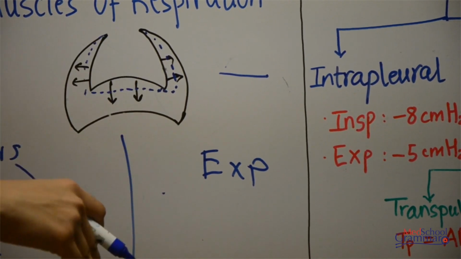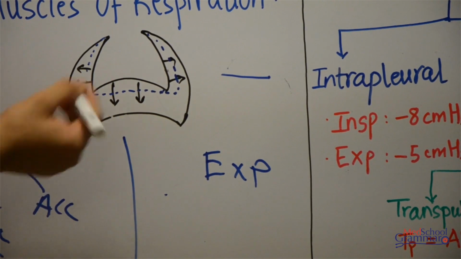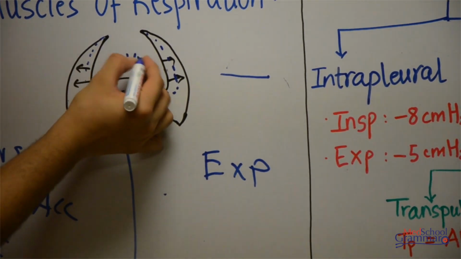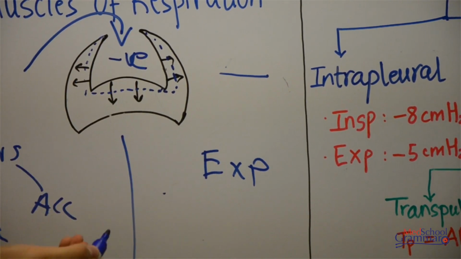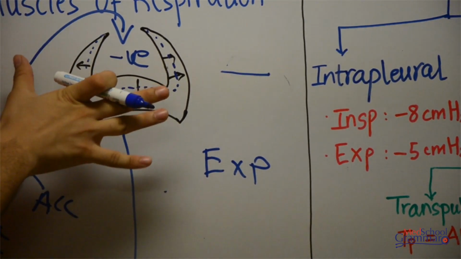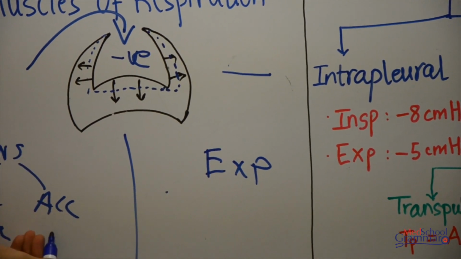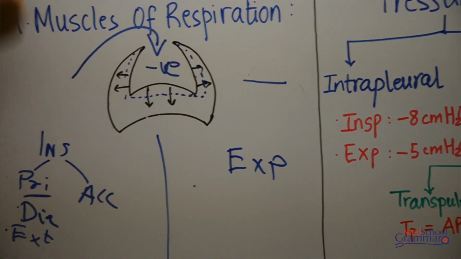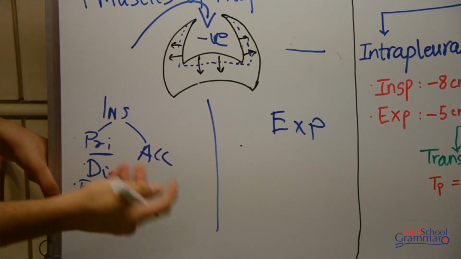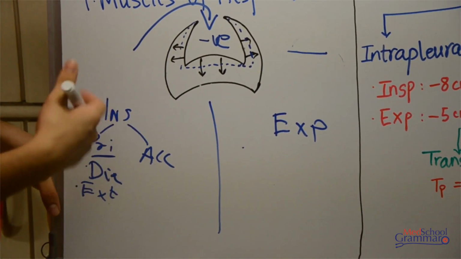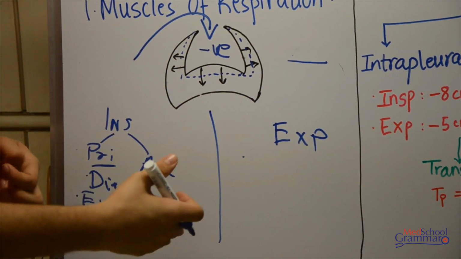So a decrease in intrapleural pressure causes a negative pressure inside the lungs, and due to this negative pressure created inside the lungs, the air from the outside enters inside. That is how normal inspiration takes place. The other accessory muscles involved in inspiration are the scalene muscles, the sternocleidomastoid, and the abdominal muscles. These muscles help in breathing in over and above the normal breathing.